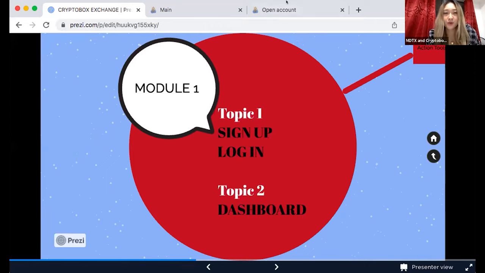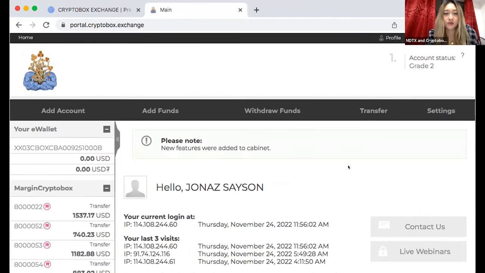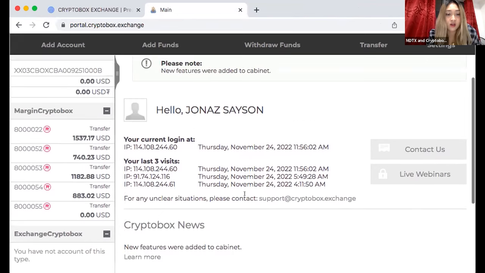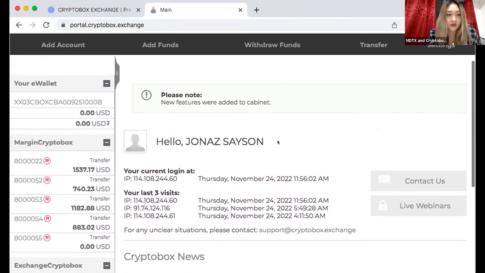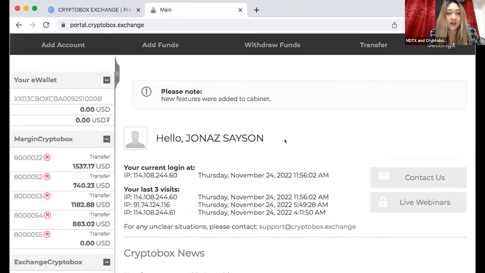Topic two is the dashboard, okay? Once you've logged in, this is how your dashboard will look. It should state your name here, your current login, and your last three visits. I think these are just for security purposes, just to make sure that you are the one logging into your own account, because of course your accounts are going to be holding your money. So we have to make sure that it's safe, and you as well have to make sure that you're the only one having access to your account.